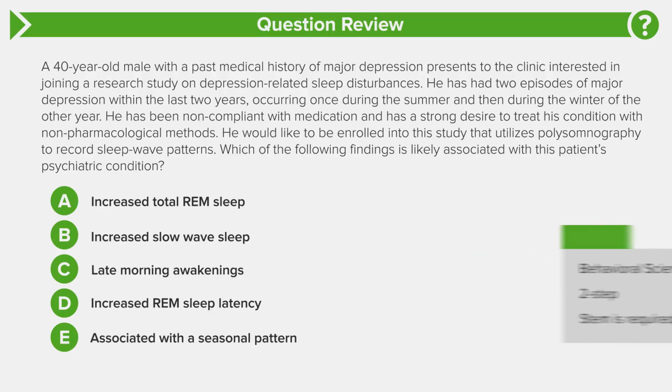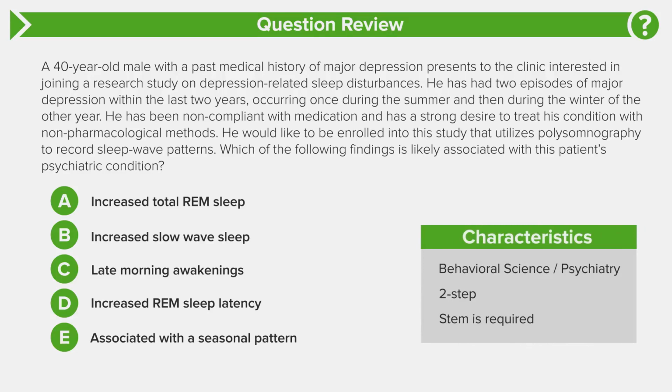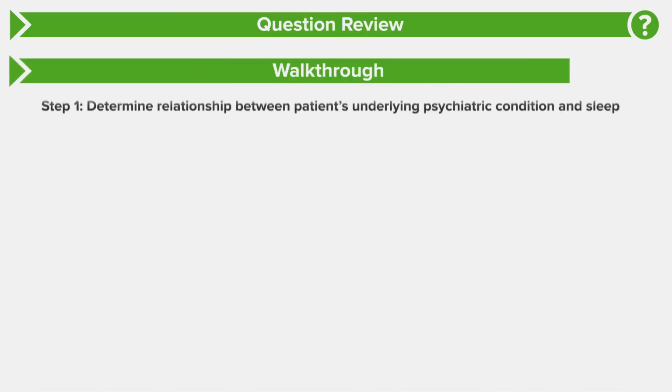Now let's go through the question characteristics here. We've got a patient with major depression. This classically falls under behavioral science/psychiatry. This is a 2-step question, meaning we have to come to a conclusion and then go one step deeper to come to the correct answer choice. In this case, we need to use the stem to know our answer. We can't just read the last sentence and know what we want. We have to rely on components of the clinical vignette. Now let's walk through the answer choices here.